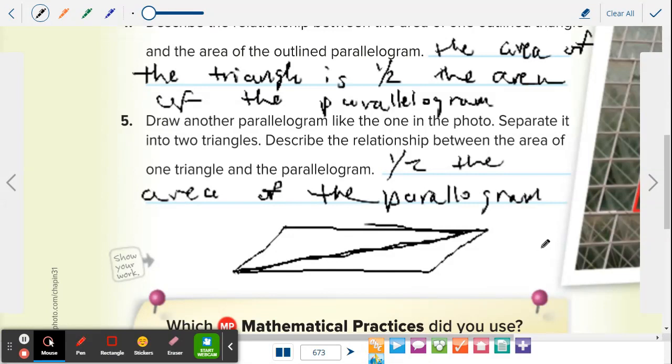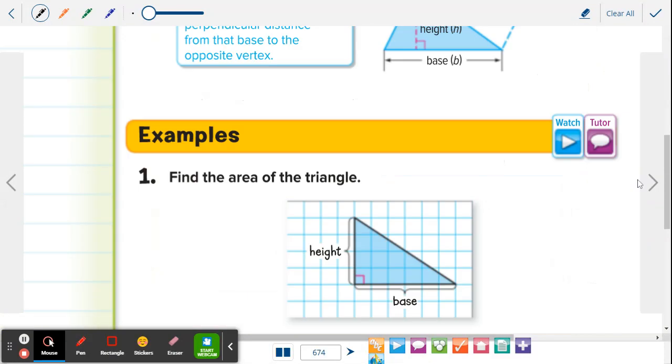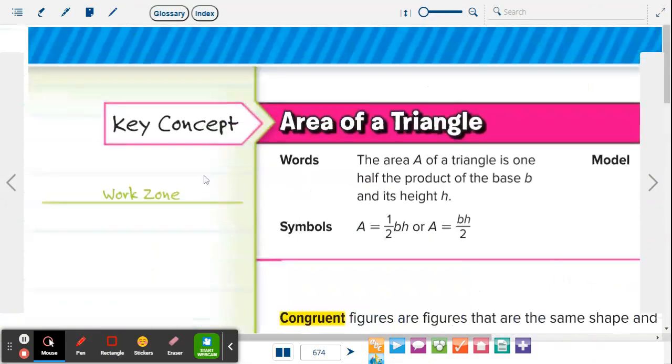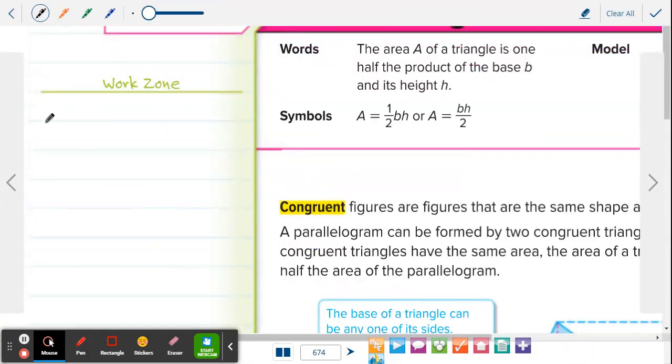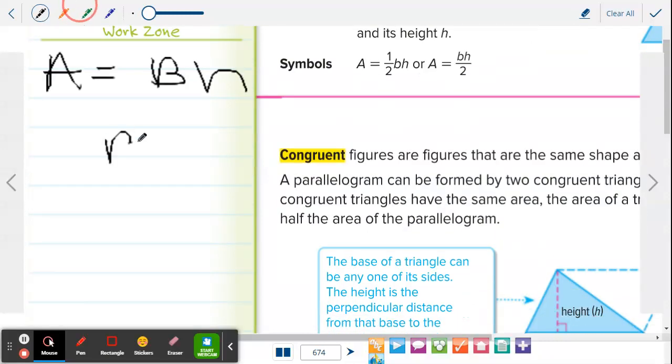Base times height. Okay, so that kind of continues on with what we're doing today. So like I was saying, parallelogram the other day was area equals base times the height. Every time, that's how parallelograms work. Now today, since triangle's 1/2 of that, you're literally going to do base times height divided by 2. We're not going to even do fractions. The original formula is 1/2 times base times height.